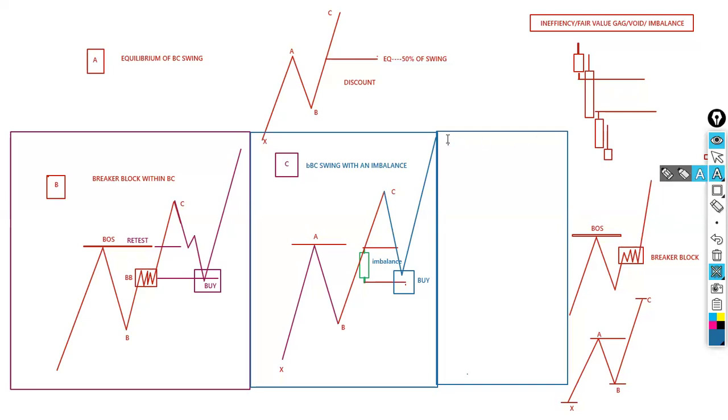Again, what I look out for is focusing on my BC leg. Remember, the BC is the last swing that is created. The BC is more of your dealing range. BC is where you should focus to find a buy opportunity, or a sell opportunity in the case of a downtrend. You must find your BC and focus on your BC. That is very, very important.